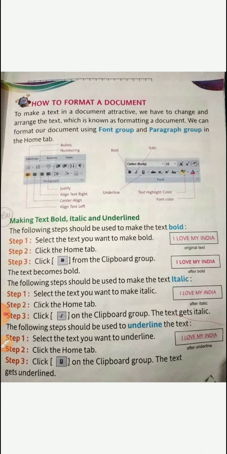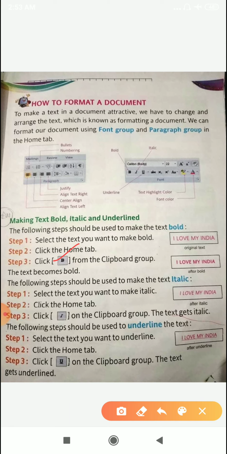Okay, students? Now, I'll tell you how to make text bold, italic and underline. So first of all, I am telling you the steps to make the text bold. Step 1, select the text which you want to make bold. Step 2, you have to go in the home tab. Then step 3, you have to click this B sign, from the font group. And what will happen? Your text will become bold.